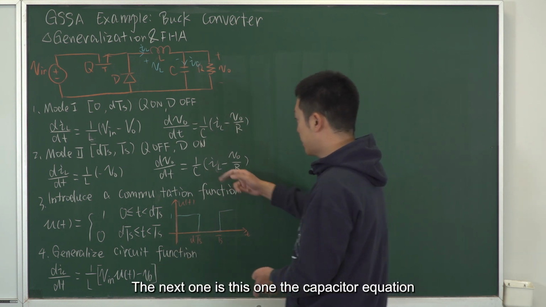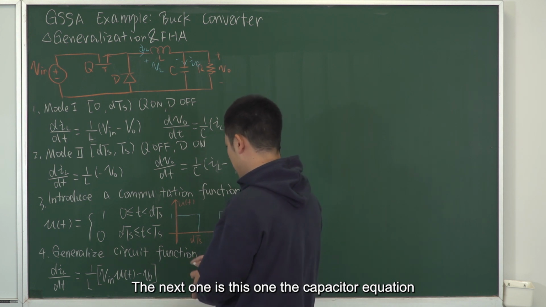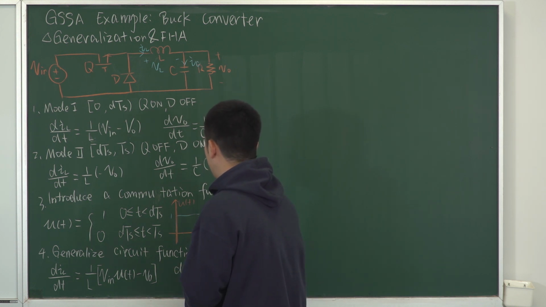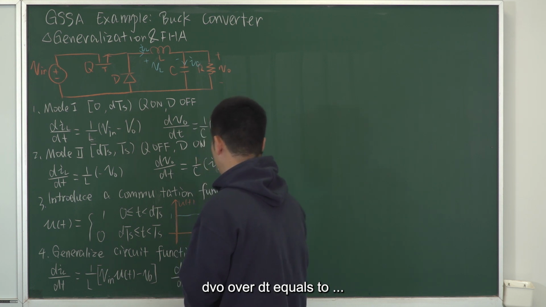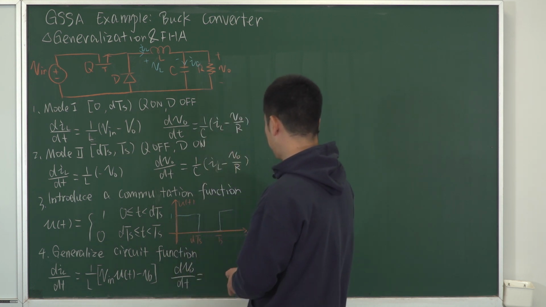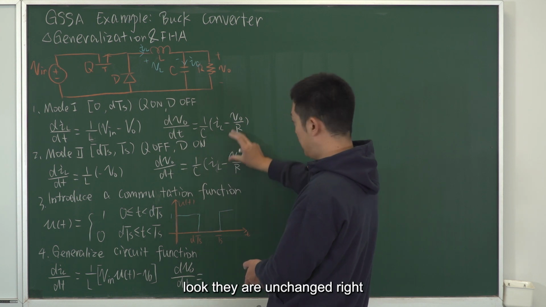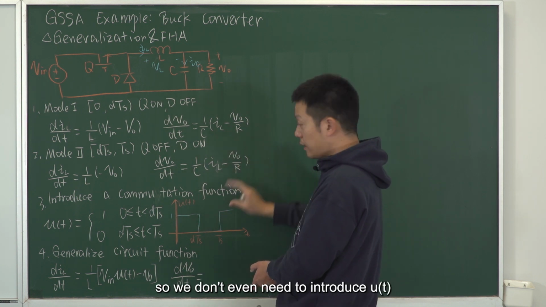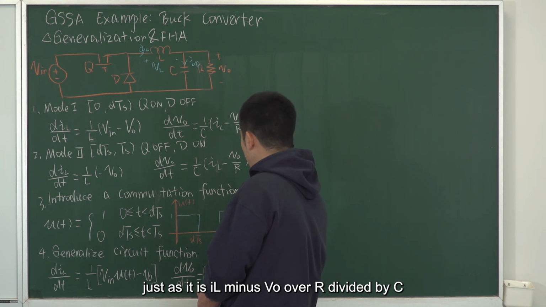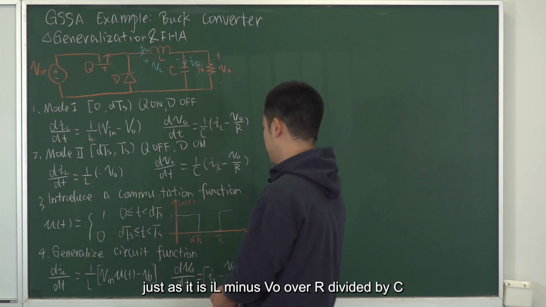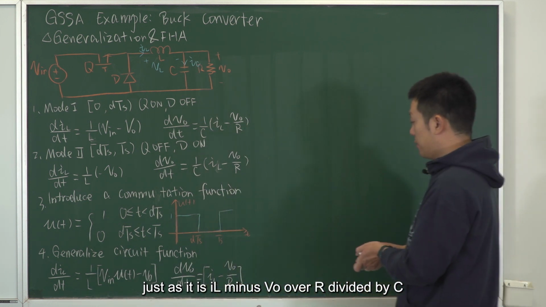And next one is this one, the capacitor equation. dVO over dt equals, look, they are unchanged, right? So we don't even need to introduce u(t), just as it is, IL minus VO over R, divided by C.